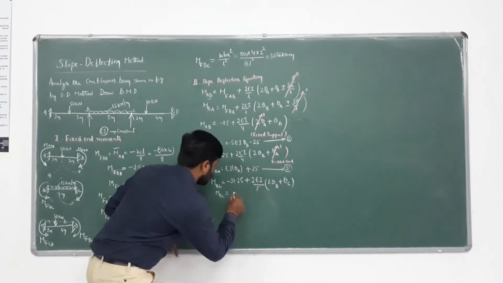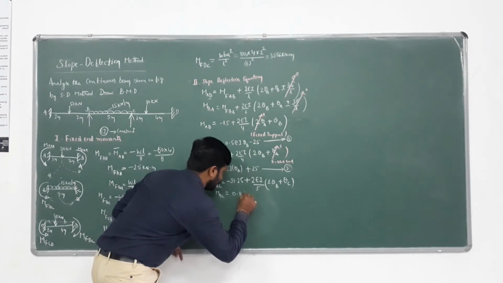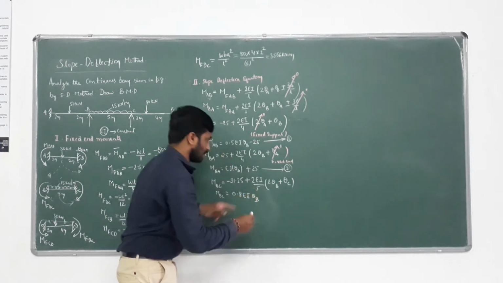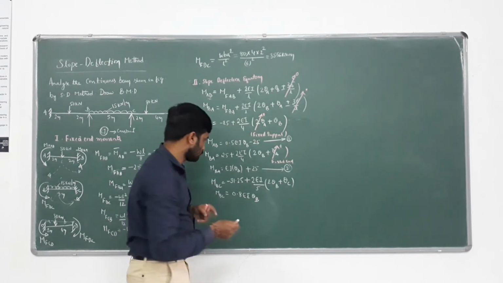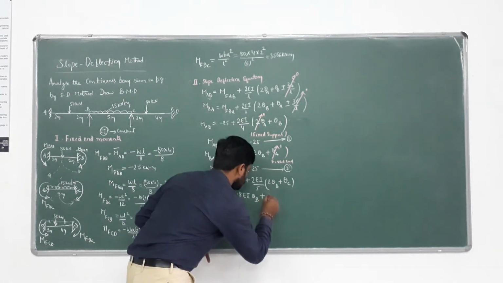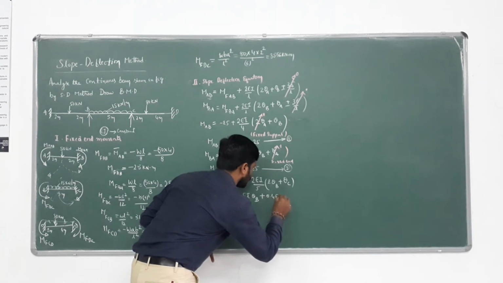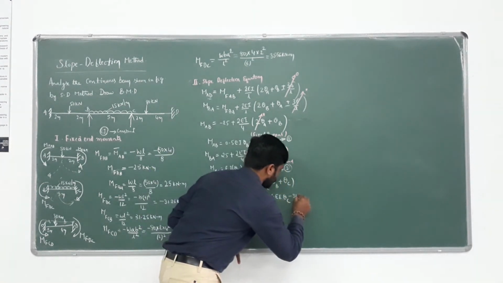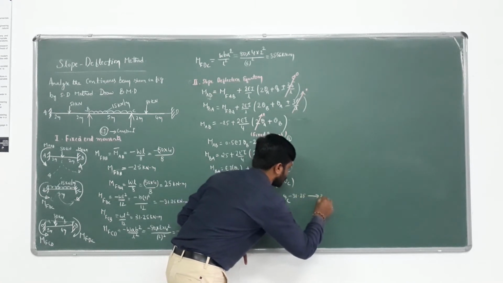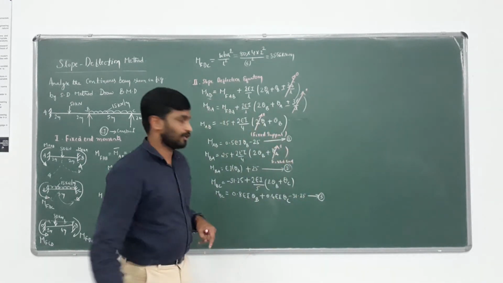0.8 EI theta B. Similarly, 2 by 5 into theta C. What is the value of 2 by 5? 0.4. So 0.4 EI theta C minus 31.25. Take this as equation number 3.